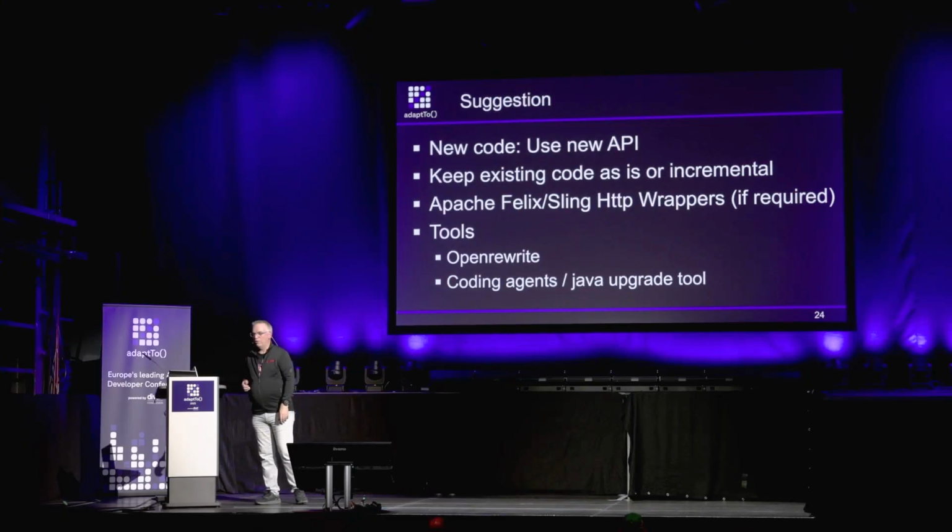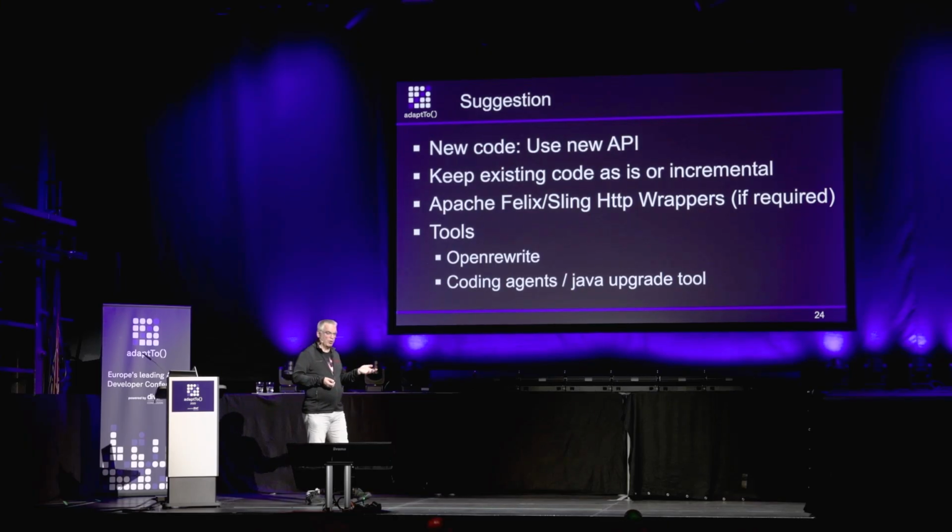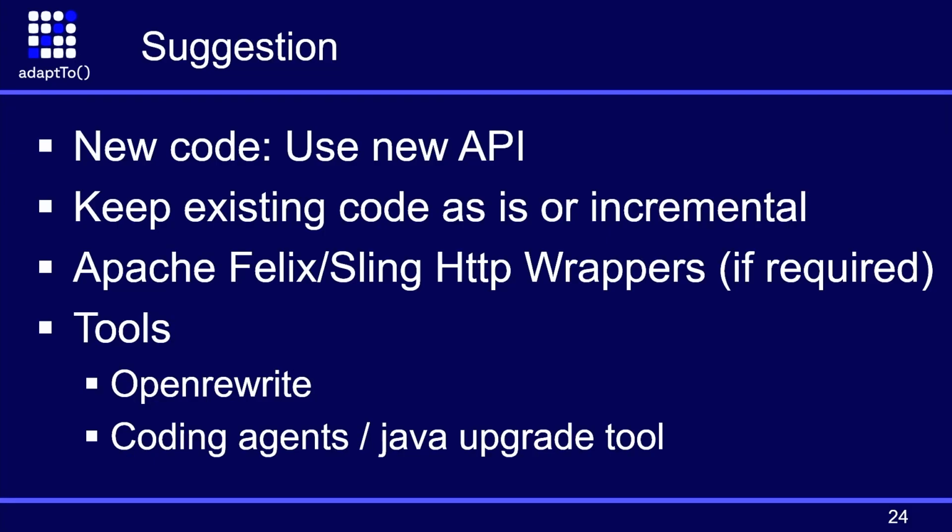So my suggestion would be for new code, use a new API, right? It's always better if you're starting new, use the latest and greatest. I personally wouldn't change old code until it's really necessary. It's a little bit contradictory to what I said early on, get rid of deprecated usage, but I mean, if you have a huge code base, yeah, you could do it.